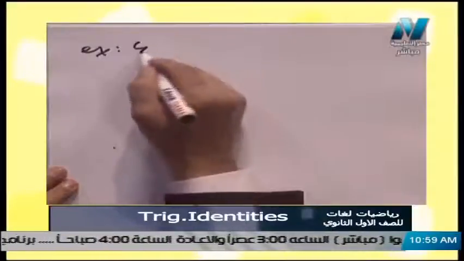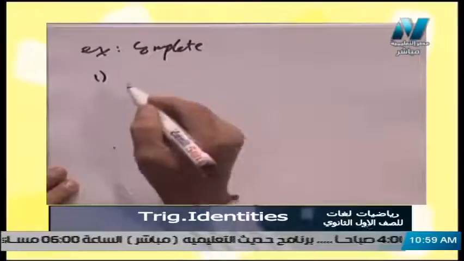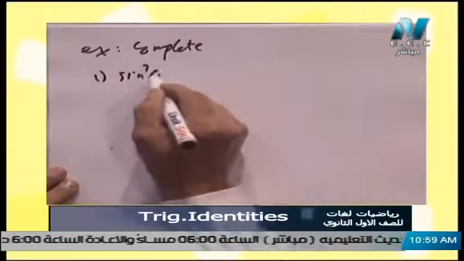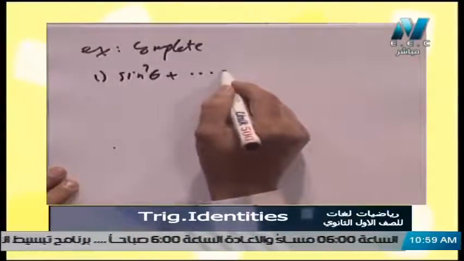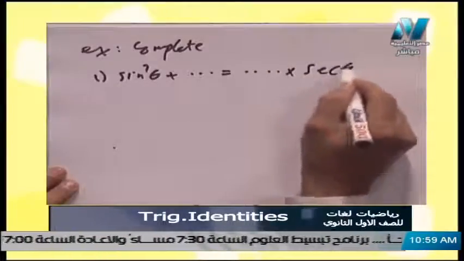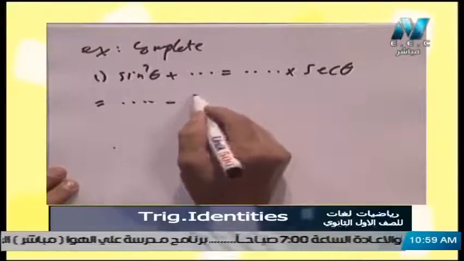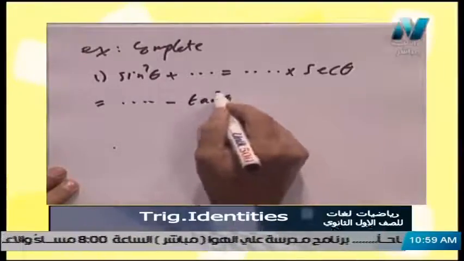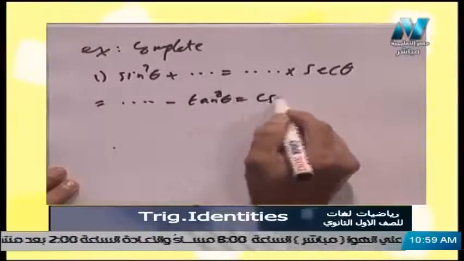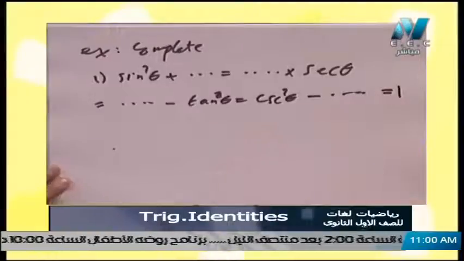We have some examples here. First example for you. It says complete. Number 1. We have here sine power 2 theta plus something equals something multiplied by sec theta equals something here minus tan power 2 theta equals cosec power 2 theta minus something, all of them equals 1.